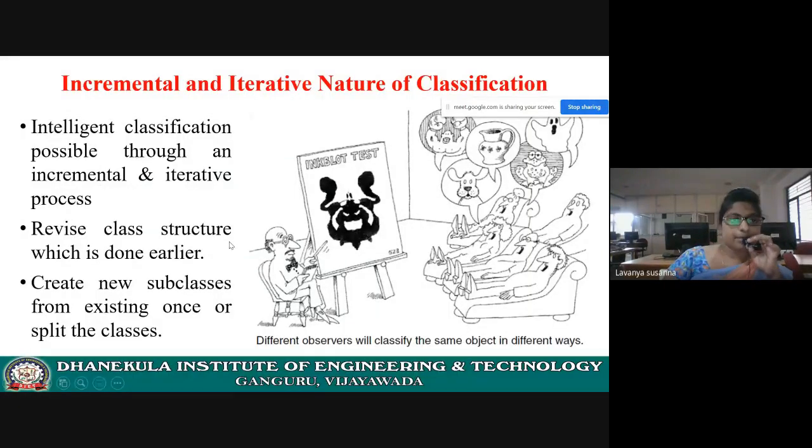Now see here, coming to the incremental and iterative nature of the classification. This classification, how you are doing it, is incremental and iterative in nature. That means while doing intelligent classification, you will classify the classes. After classifying the classes, or after identifying the relation between the classes, it's not over. Your job is not at all completed. You may think the analyzing phase is completed and now you have to go to the design phase. No, it's not at all finished.